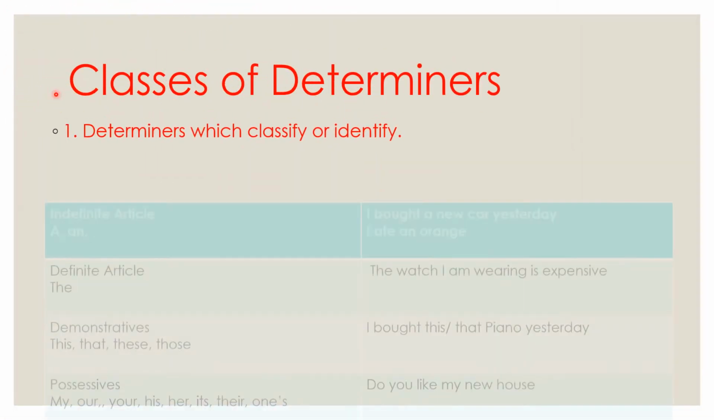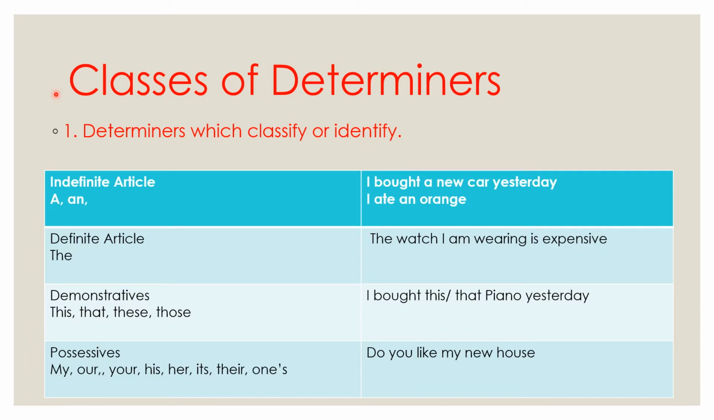Classes of determiners. There are two classes of determiners: determiners which classify or identify, and determiners which indicate quality. In determiners which classify or identify, we have the indefinite article, the definite article, the demonstratives, and the possessives. The indefinite article is a and an. The definite article is the. In the demonstratives, you have this, these, that, those. In the possessives, you have my, our, your, his, her, its, their, one's.